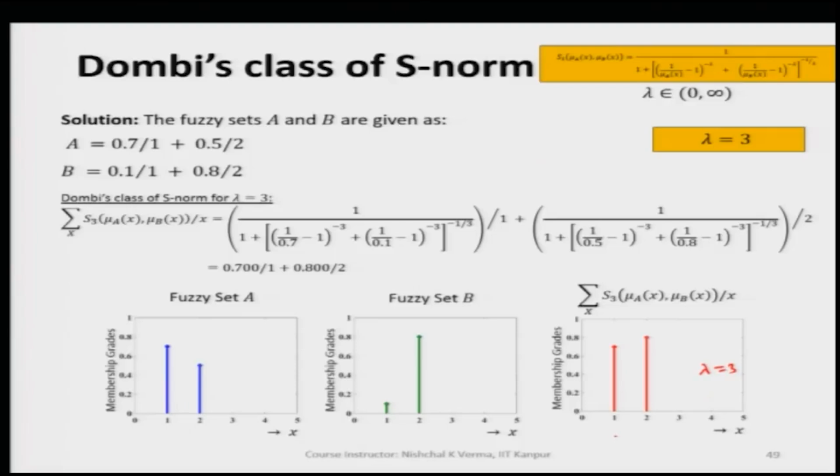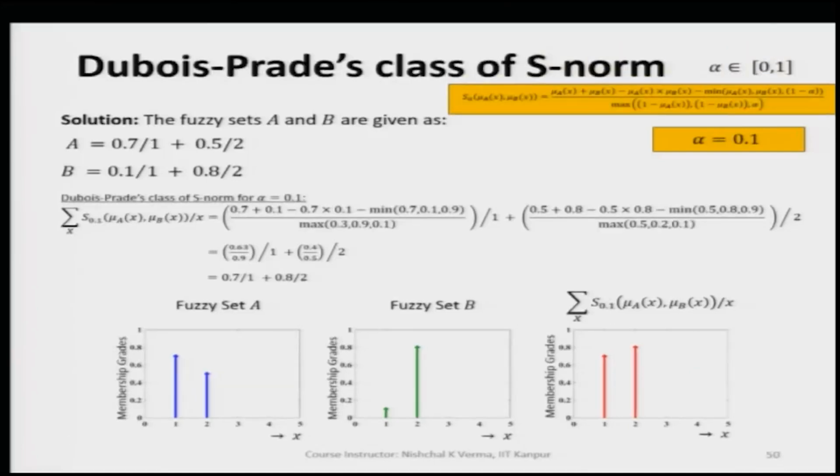So, you see the output, the resulting fuzzy set, that is out of the fuzzy set A union fuzzy set B. We see that as we increase the value of lambda, the membership values of the resulting fuzzy set for the corresponding generic variable values are reducing. This is very clearly visible.